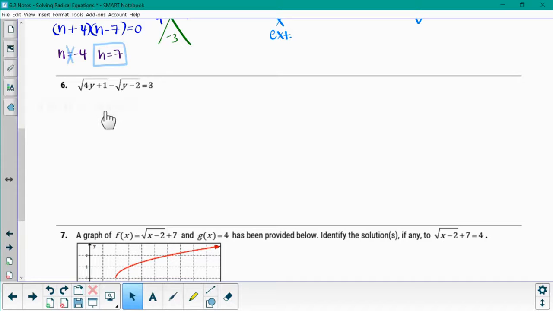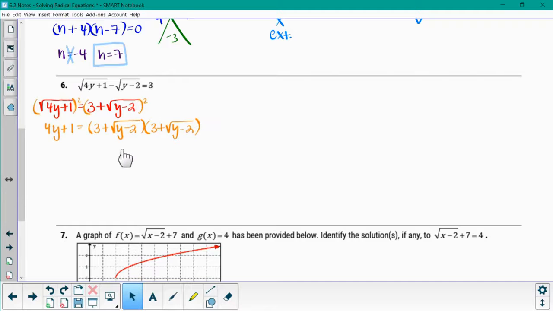So I'm going to go ahead and I'm going to move this square root of y minus 2 to the right-hand side. So I just added it to both sides of my equation. So that leaves me with the square root of 4y plus 1 is equal to 3 plus the square root of y minus 2. Now I'm going to go through my same procedure. I'm going to square both sides of the equation. Now remember, squaring on the right-hand side, I'm going to be FOILing.